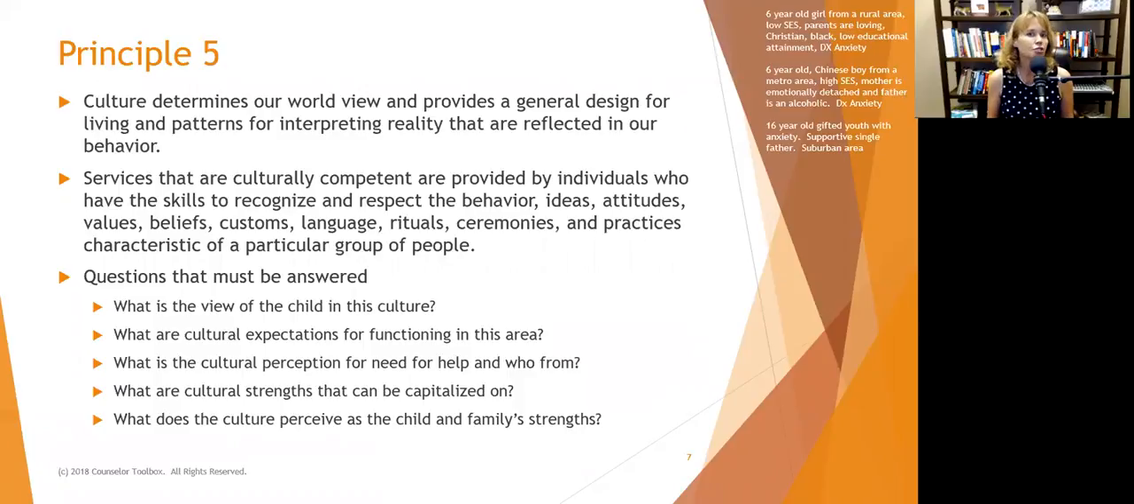And this is huge. Not all cultures operate at the same pace on different things. In some cultures, children are expected to read before they go to kindergarten. In other cultures, 6, 7 years old, if they're starting to read, that's kind of cool. It's a little bit more lackadaisical with their approach to reading, for example. For sports, what is the cultural expectation for functioning in this area?